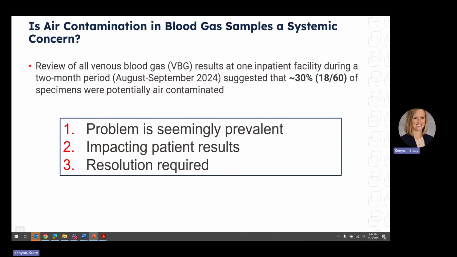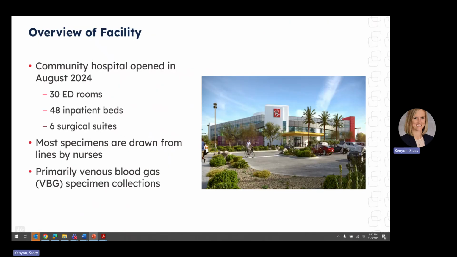It was clearly impacting patient results because, again, we were reviewing blood gas specimen results that had already posted to the patient's chart. And we were estimating that 30% of these resulted values had air contamination. And then ultimately, because of this, some type of resolution and intervention was required because we cannot continue to result blood gas specimens in this way.